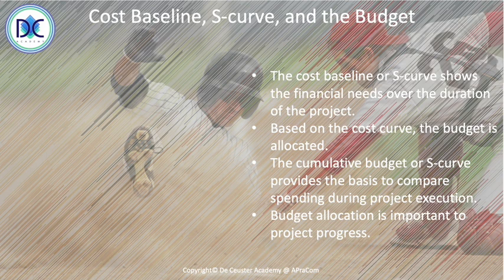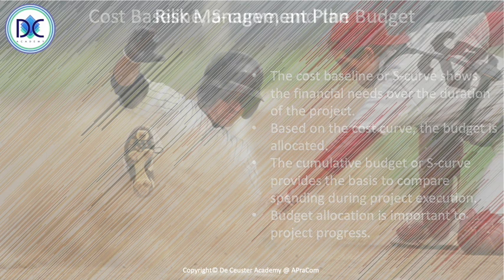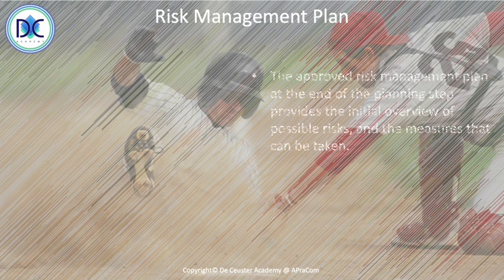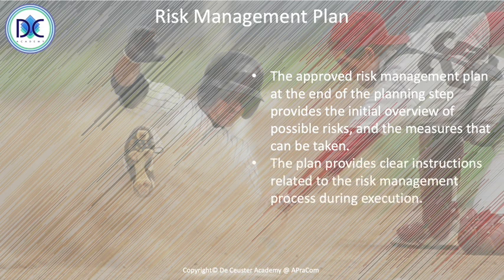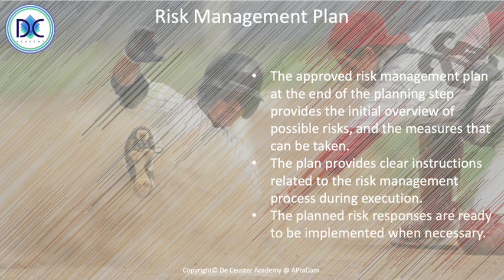The risk management plan is also very important because the approved risk management plan at the end of the planning step provides the initial overview of possible risks and the measures that can be taken. Remember, when I talk about risks in the context of project management, we look at threats and opportunities. The plan provides clear instructions related to the risk management process during execution. The planned risk responses are ready to be implemented when necessary.